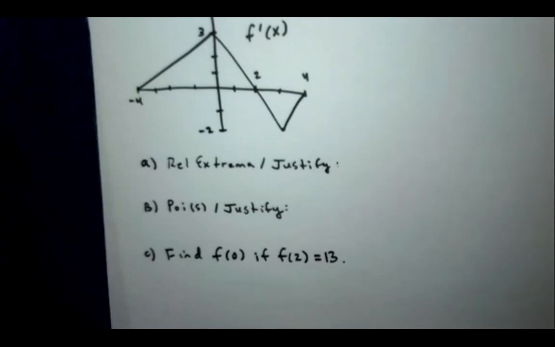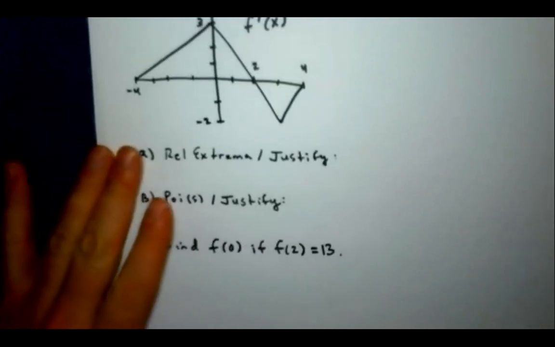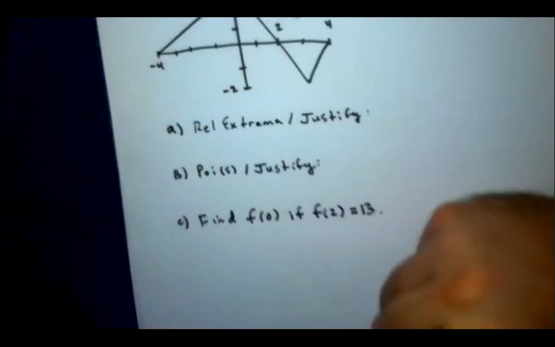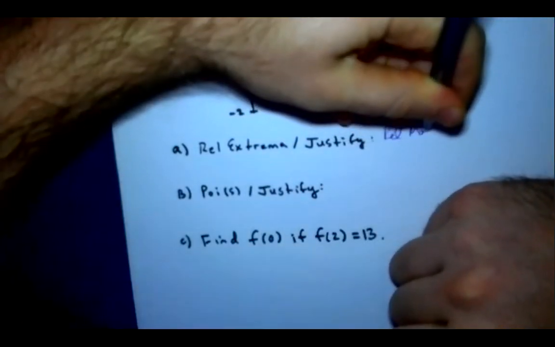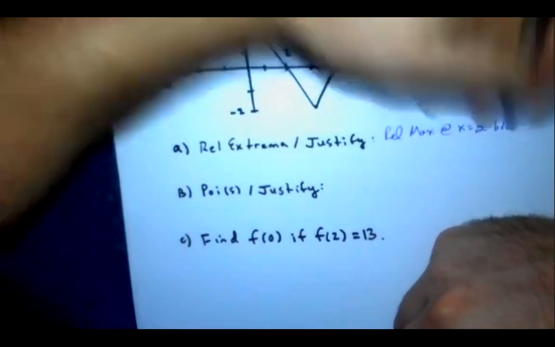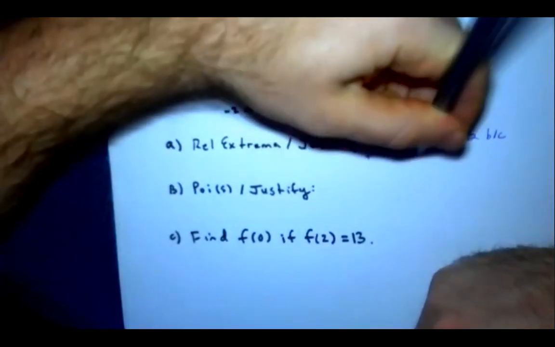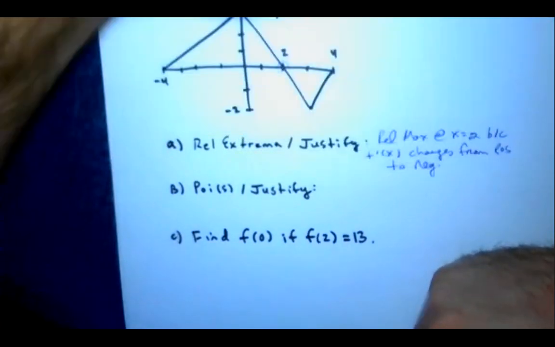Okay, let's see what we got. So first one, we want to know, where is their relative extrema? Your answer should be something to the extent of relative extrema. There is a relative what at 2, guys? A relative max or relative min? Max. Okay, relative max at x equals 2. Because, what's my because? F prime of x changes from positive to negative.